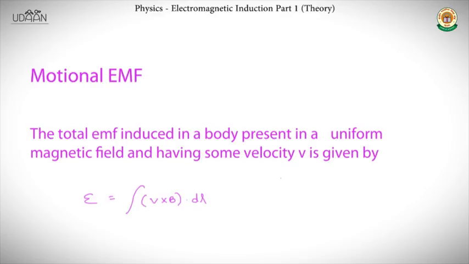So we now talk about the motional electromotive force. When a rod is moving in a magnetic field with some velocity, what will happen? There will be some EMF induced within the rod. Let us see how. See, it is given by the formula: integration of (V cross B) dot dl.